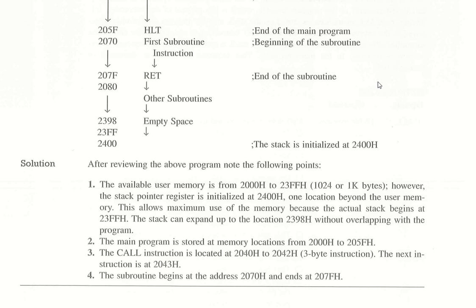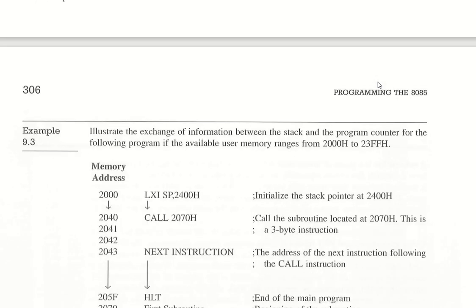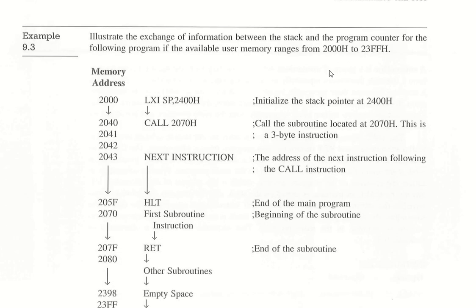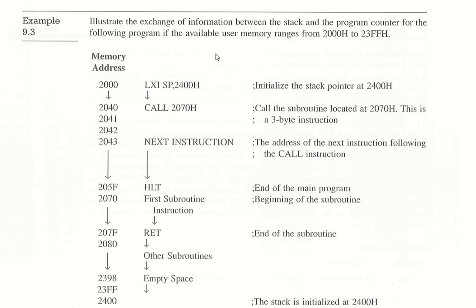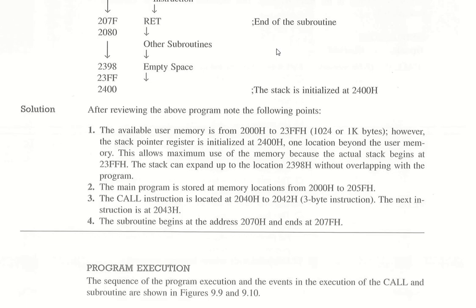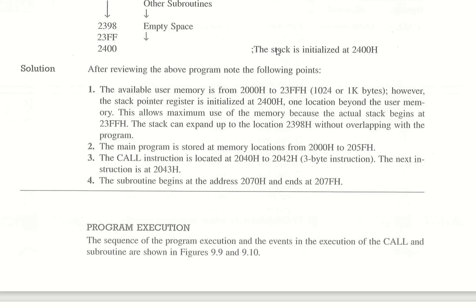What would be the solution? So we have to follow these steps. Okay, so we have to see that the available user memory ranges from 2000 to 23FFH. First, the available user memory is from 2000 to 23FFH, right? 1000 bytes, sorry, 1024 bytes or 1 kilobyte. However, the stack pointer register is initialized at 2400H.